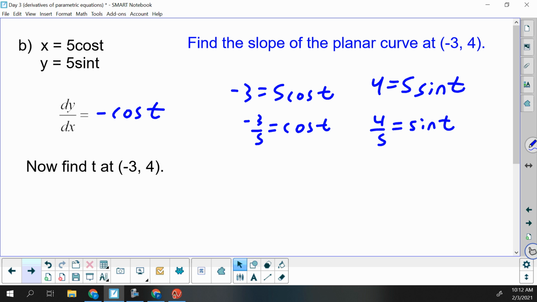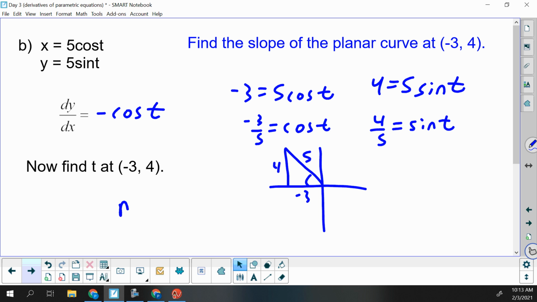Well, a negative cos and a positive sine means we're in the second quadrant. Our adjacent is negative 3, our hypotenuse is 5, and our opposite is 4. Well, we don't even need to know what that actual angle is. You could say that it's the inverse cos of negative 3/5, but we can just work with the triangle.